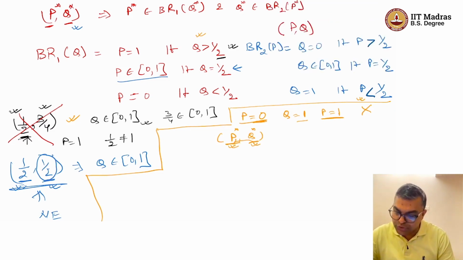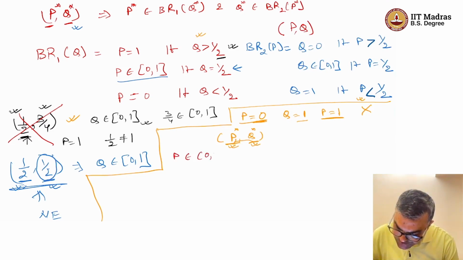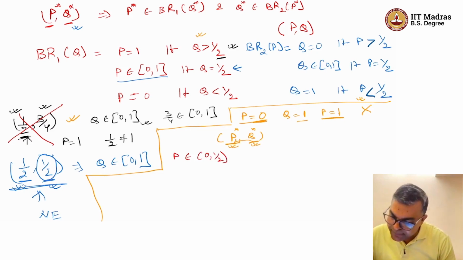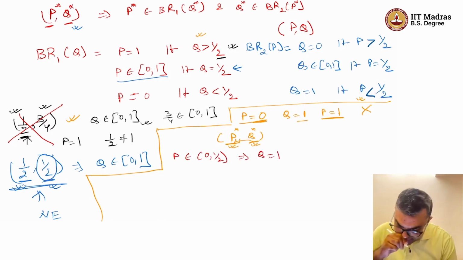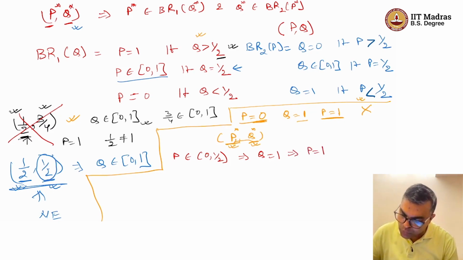So P equal to 0 is where we started. Next step is P between 0 and half. If P is between 0 and half, that gives us Q equal to 1, and if Q equal to 1, that gives us P equal to 1. So this is also not a Nash equilibrium. We cannot have a Nash equilibrium in which P is between 0 and half.